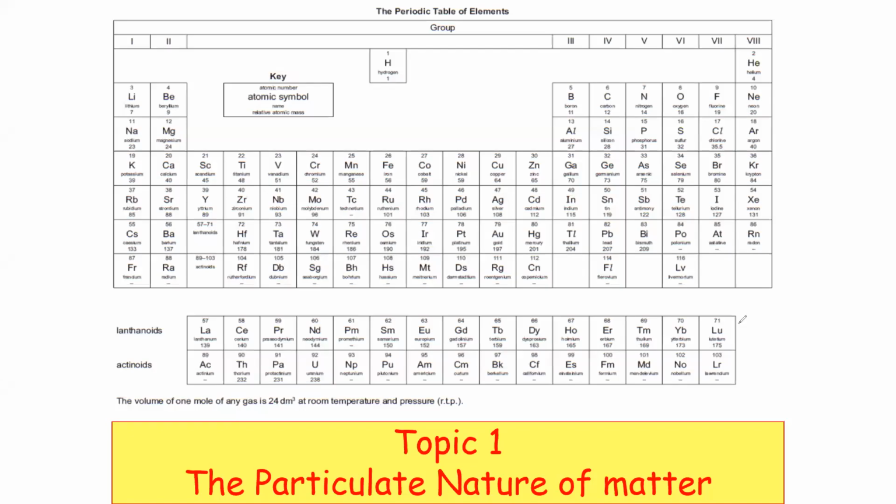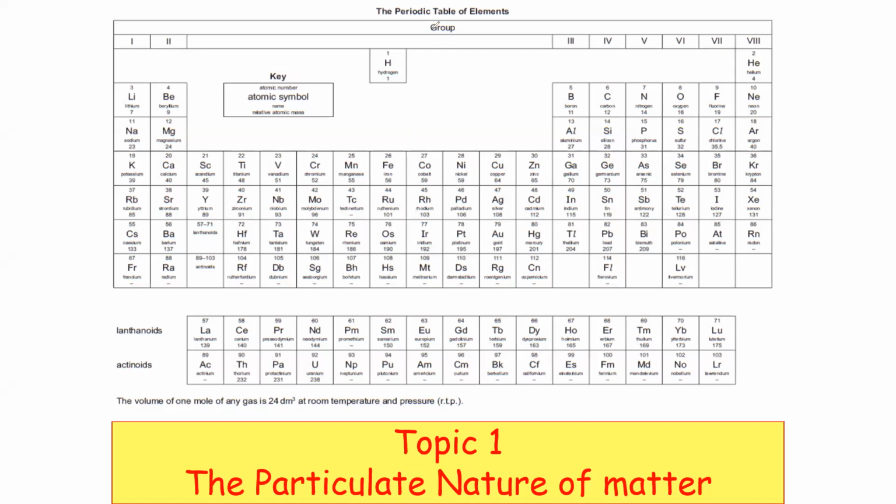So for example, if in a question the mass is not given, then how can you work out the mass? In that case, you will use a periodic table. On your screen, you can see a periodic table, and this is the actual periodic table which you will find in the exam as well.